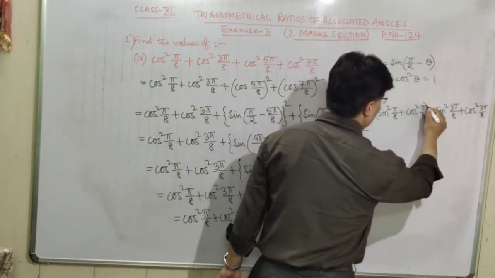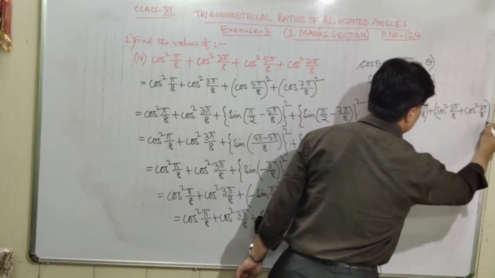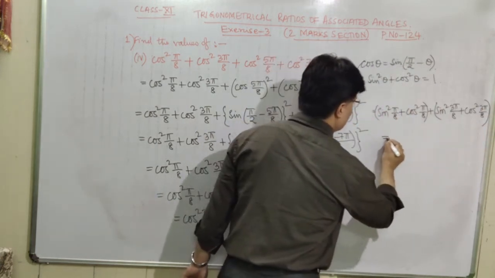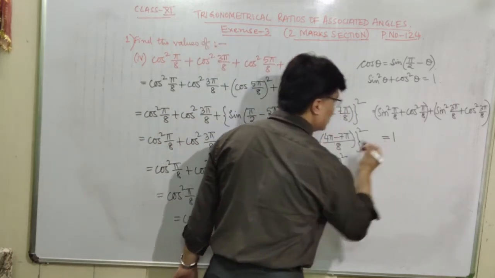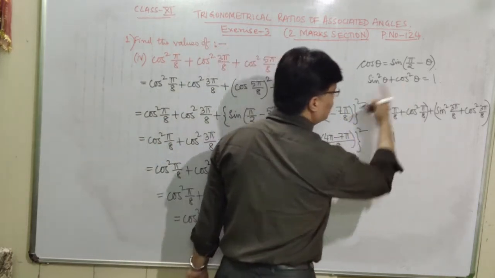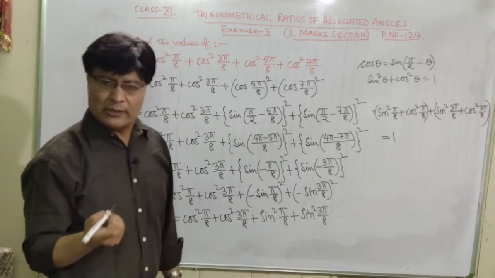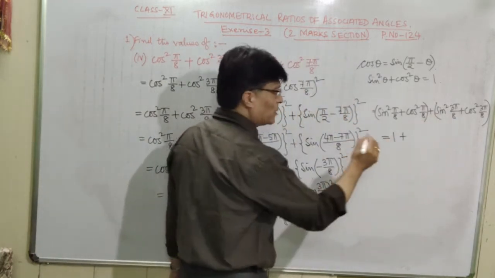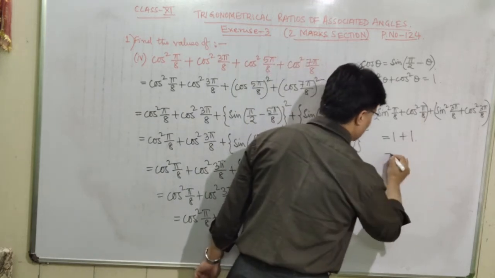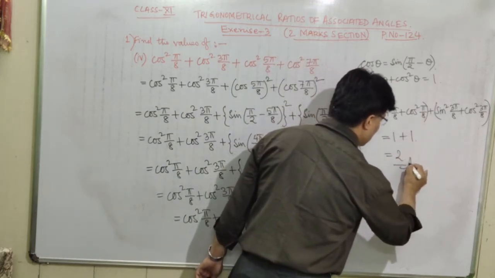So you can write it within bracket. This also can be written within bracket. So which is equal to, what is sine square pi by 8 plus cos square pi by 8? You know that this is 1. We are using this formula, sine square theta plus cos square theta is equal to 1. And similarly, what is sine square 3 pi by 8 plus cos square 3 pi by 8? That is also 1. So 1 plus 1 is 2.